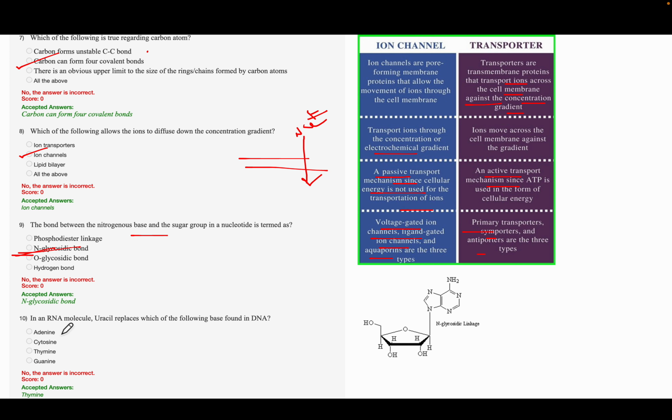Now the next question is, in an RNA molecule, uracil replaces which of the following bases found in DNA? So we know that uracil replaces thymine. In the case of RNA, we know that uracil is there, but in the case of DNA, thymine or T is there. Now coming to the next question.